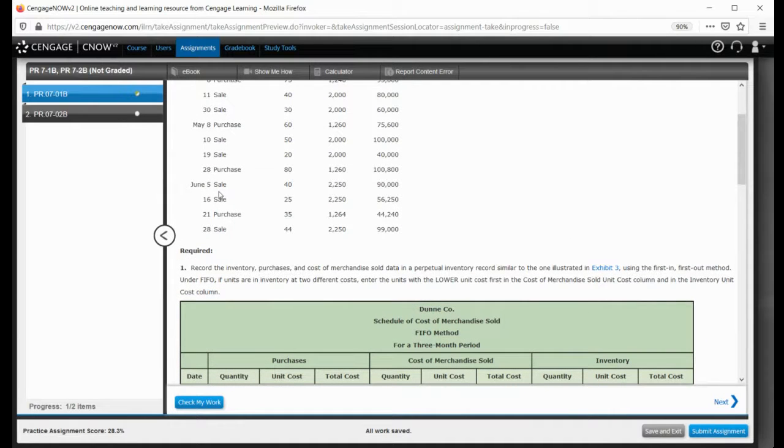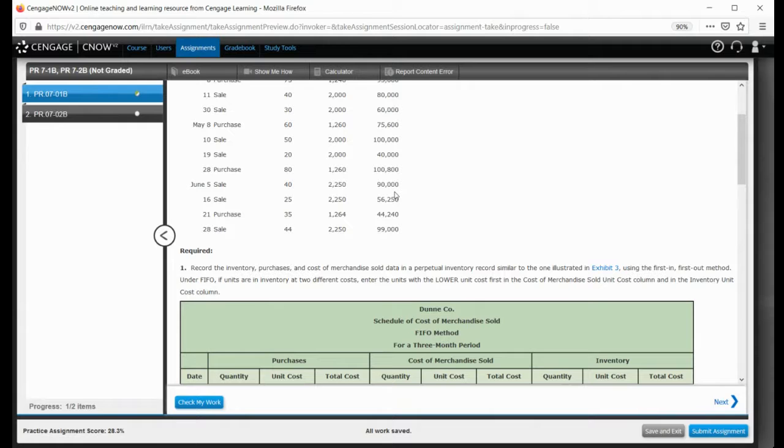On June 5th, we had another sale. We sold 40 units. Notice that the selling price went up this time by $22.50. In other words, we've increased the selling price of our units. These are identical units, so we know that there was an increase in our selling price. The increase was from $2,000 up to $2,250. This is our selling price, so 40 times 2,250 gives you 90,000 in total sales.